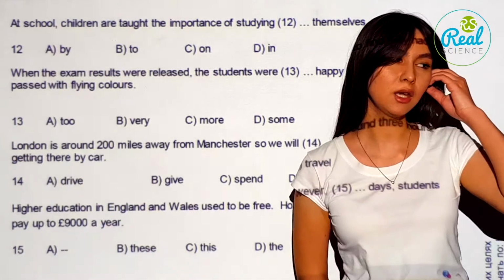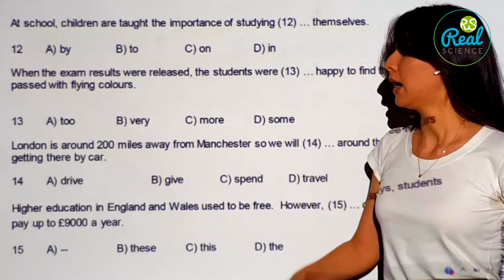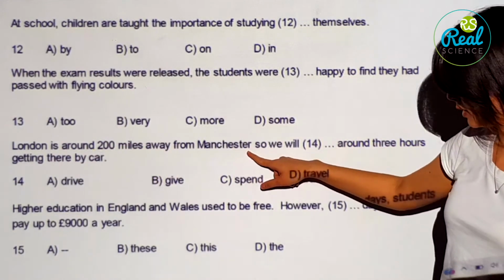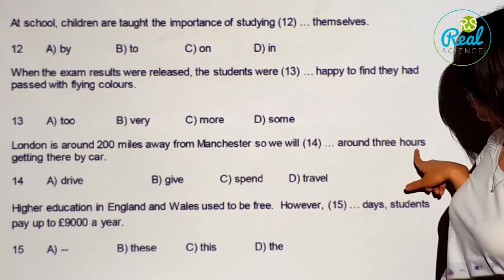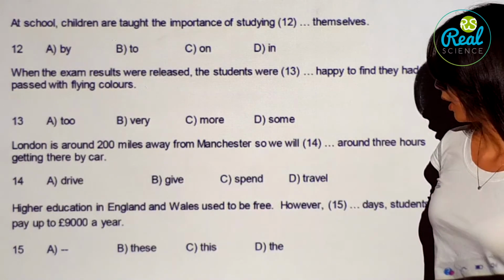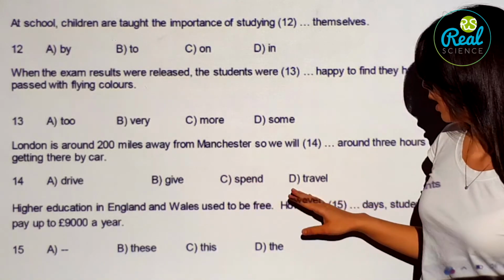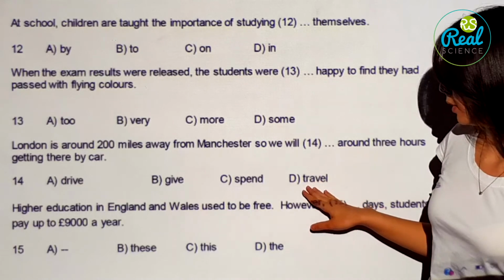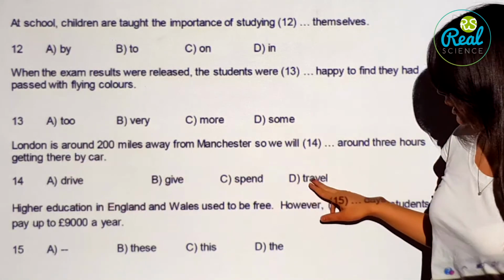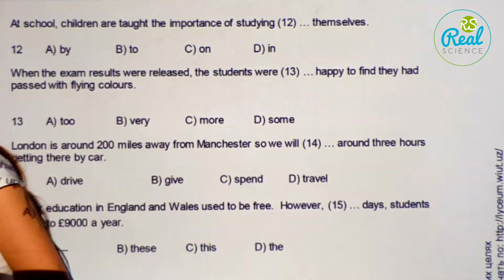Okay, guys, look. London is around 200 miles away from Manchester, so we will spend around 3 hours getting there by car. So the most appropriate answer is C. Why not travel? Because, guys, here you are given by car, so you cannot say travel. Spend is the most appropriate answer here. So now look at the 14th.